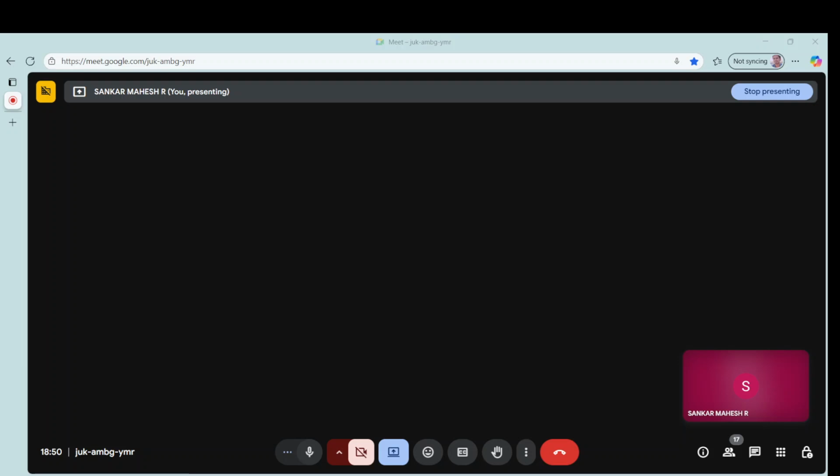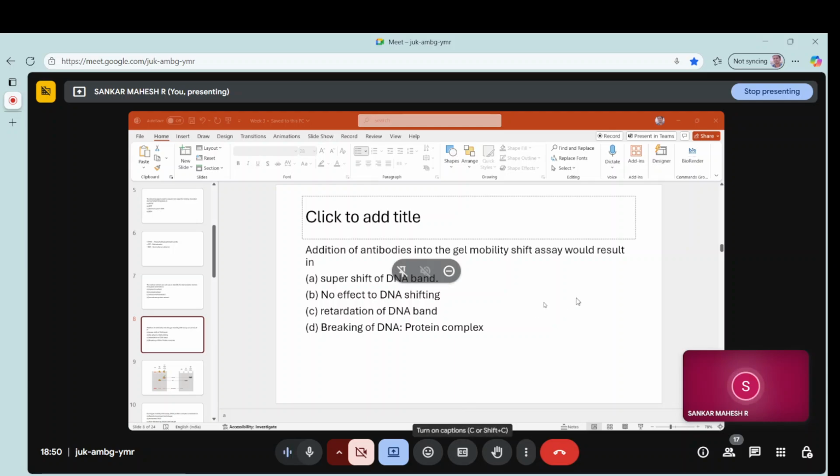The next question is, addition of antibodies into the gel mobility shift assay would result in option A, super shift of DNA band, option B, no effect to DNA shifting, option C, retardation of DNA band, option D, breaking of DNA protein complex. So think about this question for a couple of minutes and then you can unmute. Think about this for a couple of minutes.